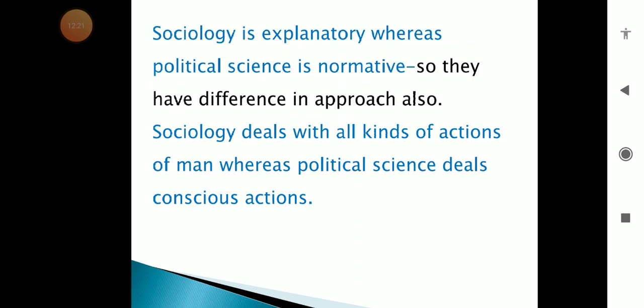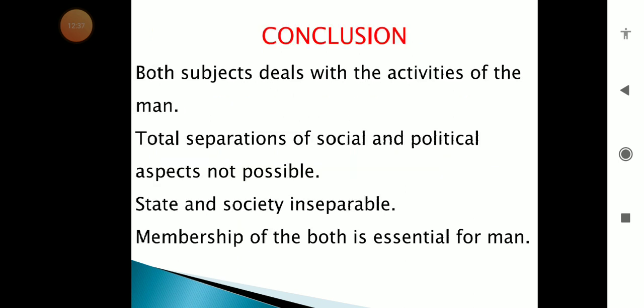Sociology deals with all kinds of actions of man, whereas political science deals with only conscious actions of man. Means sociology deals with conscious as well as unconscious actions of man, and political science deals with only conscious actions of man. Conclusion: both subjects deal with the activities of man.